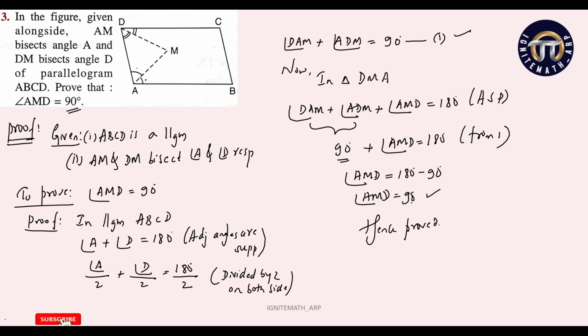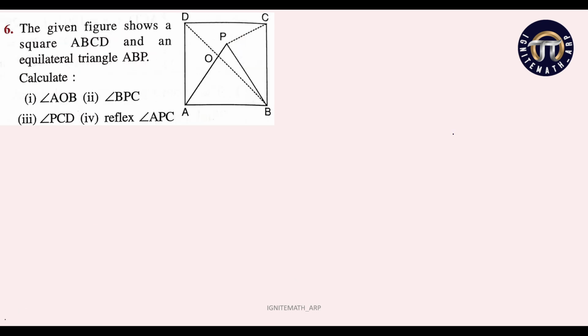Clear, children? You were asked to prove AMD, and I have proved it. You are supposed to give the reason. You should not forget to give the reason for your steps. Why have you written this as 90 degree? It is from equation 1. Here in equation 1, it is equal to 90 degree, so you have to write it from 1. Your answer should be convincing to the evaluator, not confusing. Clear, children? Now let us move to the next one.